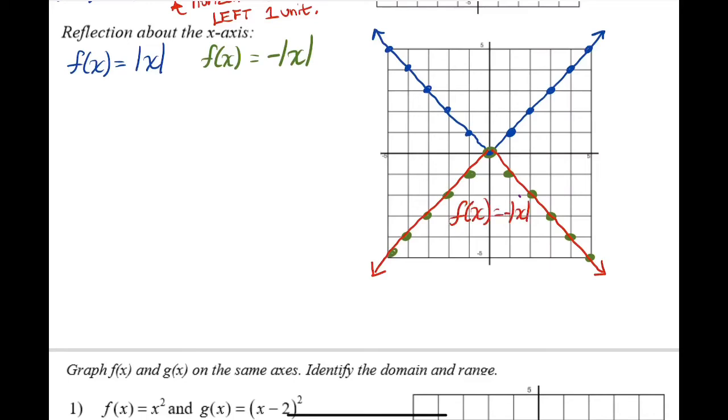All right, so that right there, that's the function of the absolute value of negative x. And right here, this is the function of just the absolute value of x. So notice that when there's a negative value in front of the parent function, that is going to flip it. It's going to invert it, and it's going to flip it over the x-axis itself.